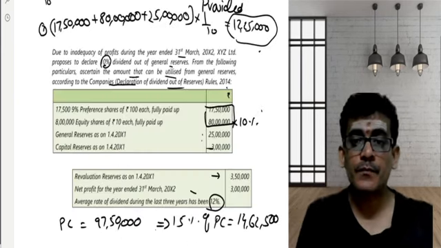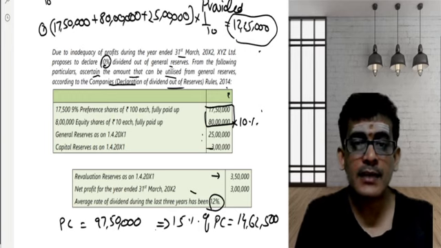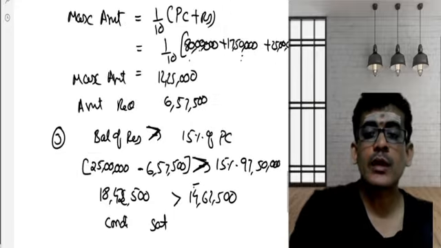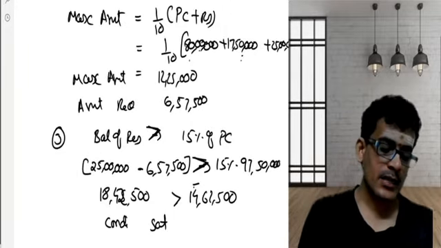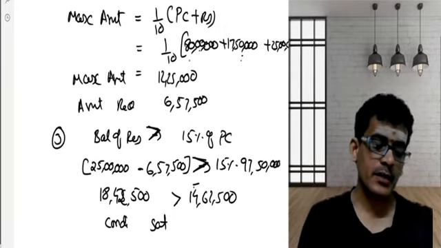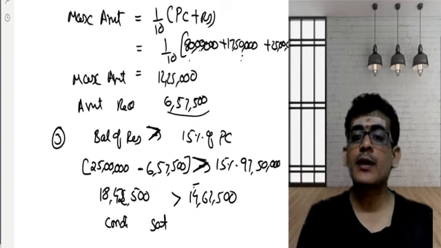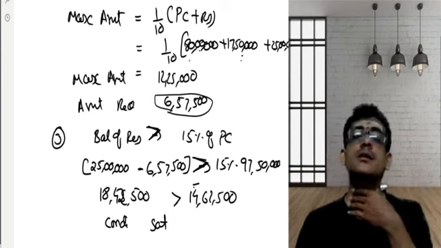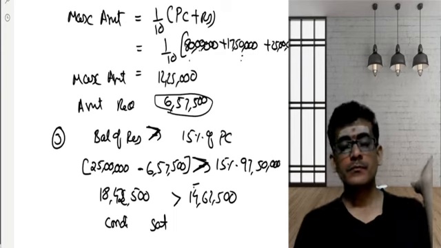Now what is the question basically about? He is asking you, from the following, ascertain the amount that could be utilized from the general reserve. So ultimately, you can use the respective amount. All the conditions are satisfied. Since all the conditions are satisfied, you can happily use this 6,57,500. That's what is the conclusion which you should give.